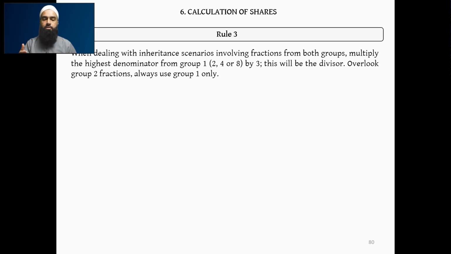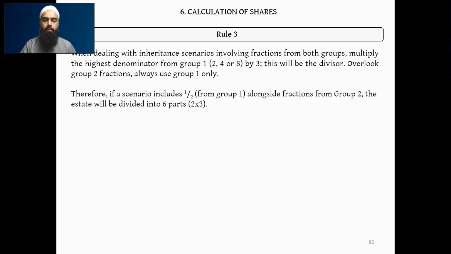Whatever the result is, if for example, 2 times 3, so 6 will be your divisor. If it's 4 times 3, then 12 will be your divisor. 8 times 3, then 24 will be your divisor. So like that, you just make that your divisor. So overlook group 2 fractions. Don't look at them anymore. As long as you know there's group 2 there, you don't need to worry about group 2. Always use group 1 only.